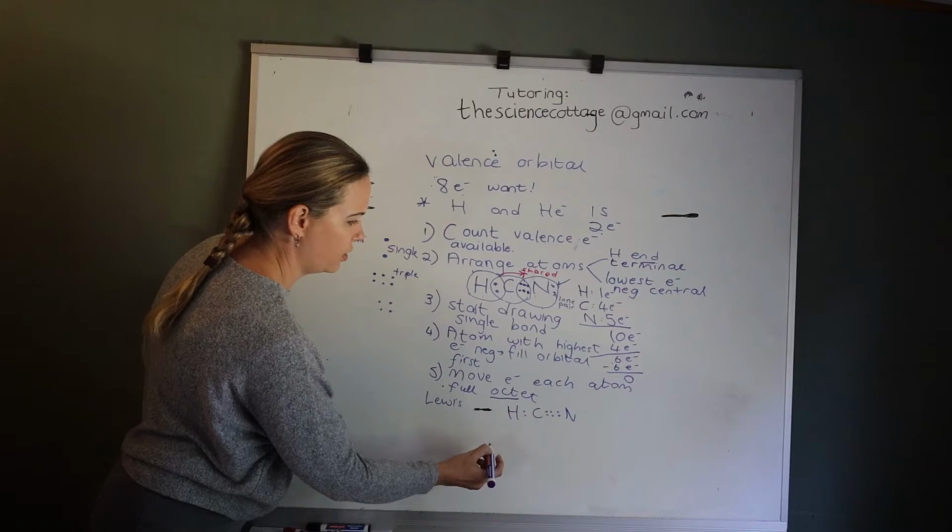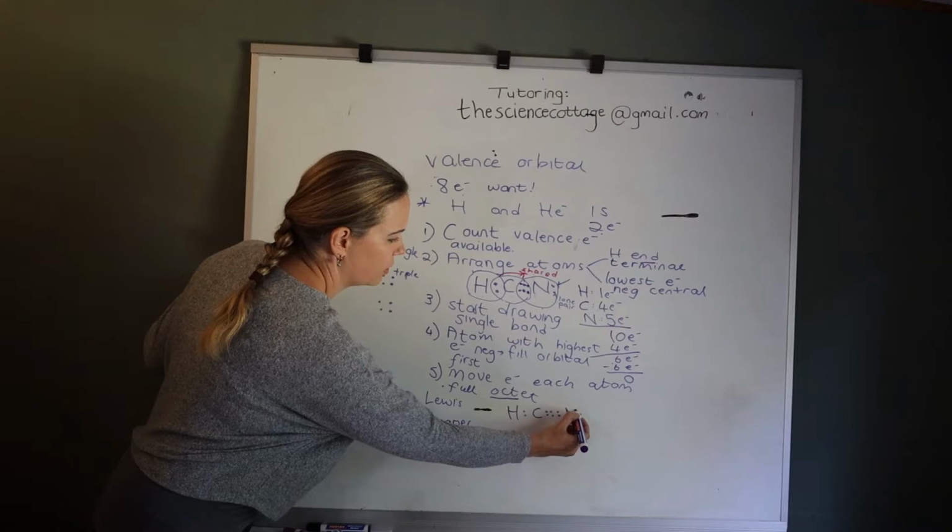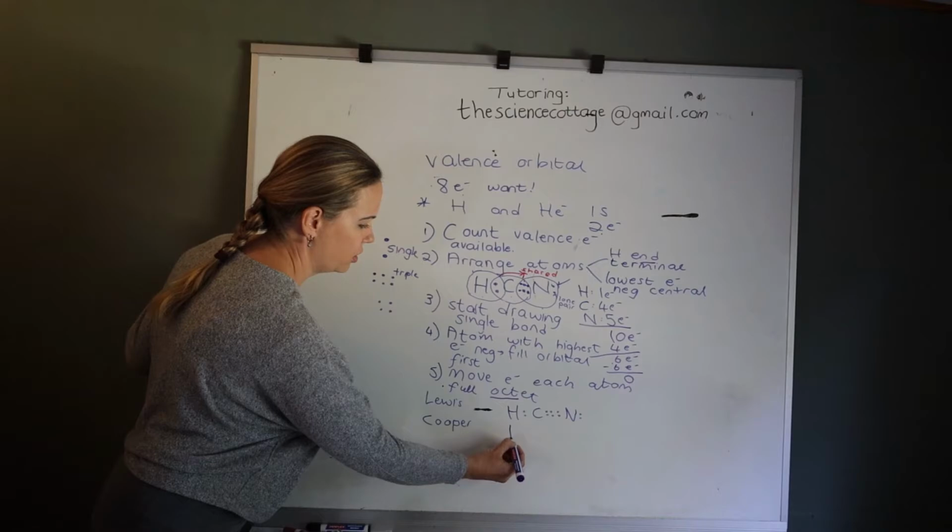And the Couper structure, for the Couper structure, only the bonds are indicated. Only the bonds are indicated using lines. One line for a single bond and so forth. So hydrogen, single bond, carbon, triple bond, nitrogen.